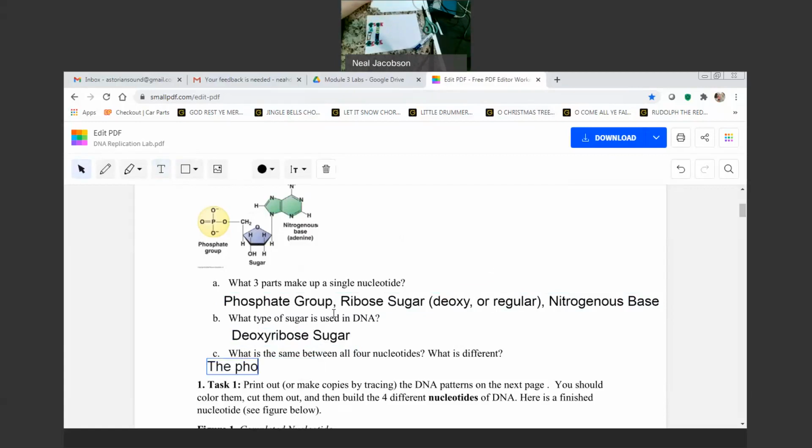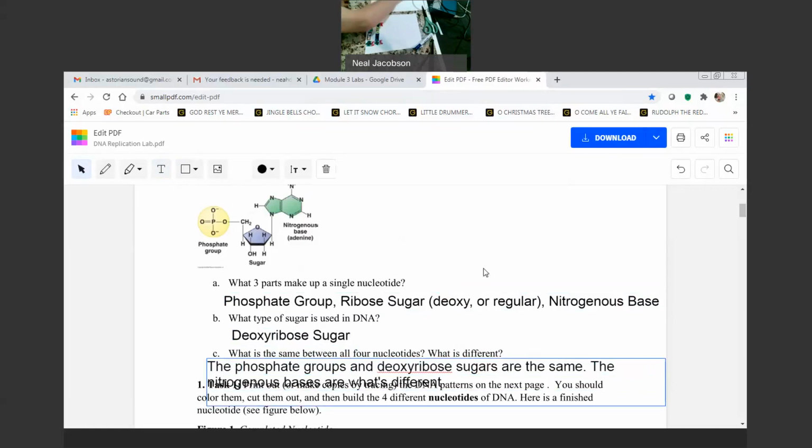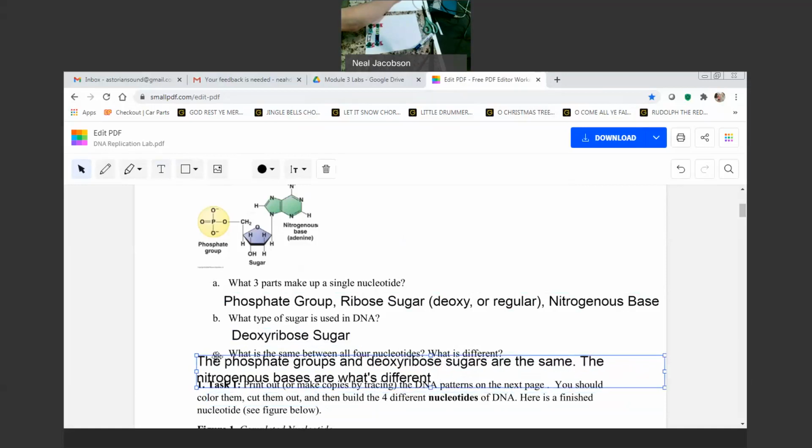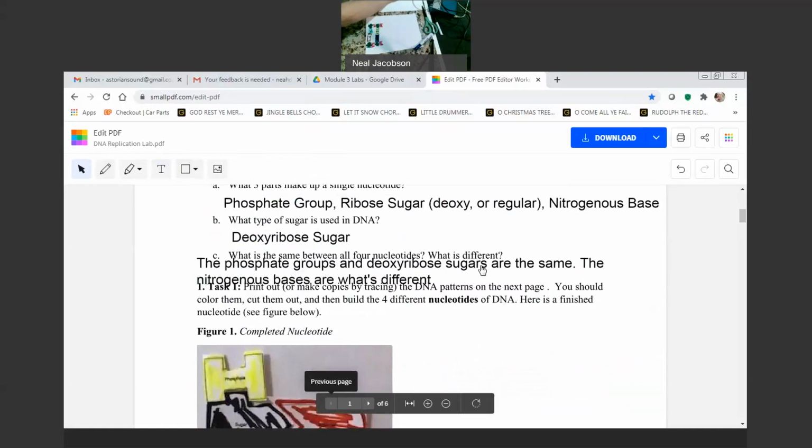The phosphate groups are all the same, and the deoxyribose sugars are the same. The nitrogenous bases are what's different. Let me move that up a little bit so I'm not blocking the text. All right, so the phosphate groups and the deoxyribose sugars are all the same. That's the backbone of DNA. And the nitrogenous bases are what's different.